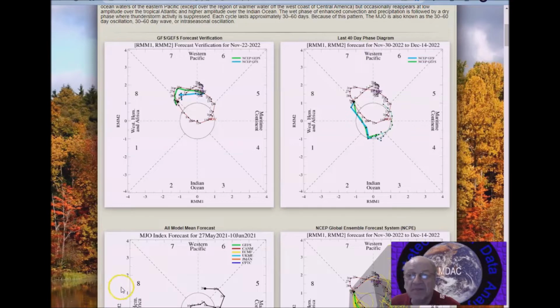We're going to look at the MJO again, and there's a lot of talk about a change in the pattern of cold air. According to the MJO, it's moving into phase 7 and 8, which is favorable for a trough.